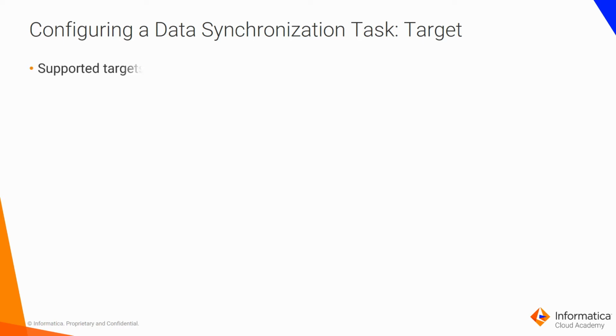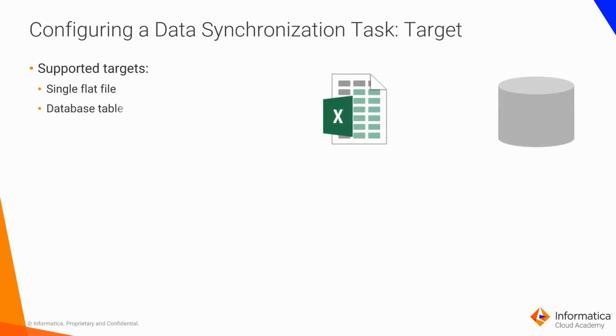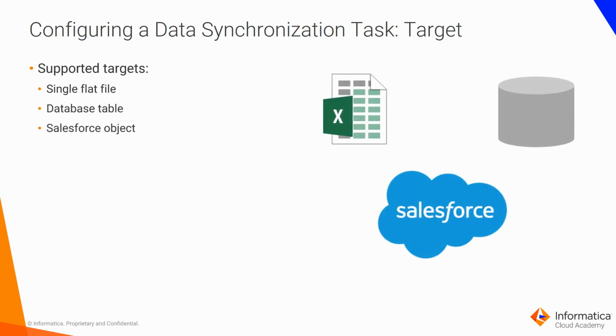In terms of the targets that are supported for a data synchronization task, you can write data to a single flat file, a database table, or a Salesforce object. Again, one thing to note is that the target connection that you can use also depends on the task operation you select. For example, if you select the upsert operation, then you cannot use a flat file target connection, because you can't upsert records into a flat file target.